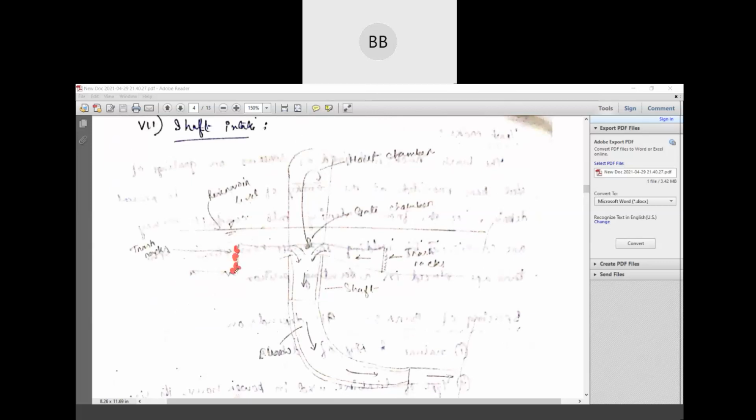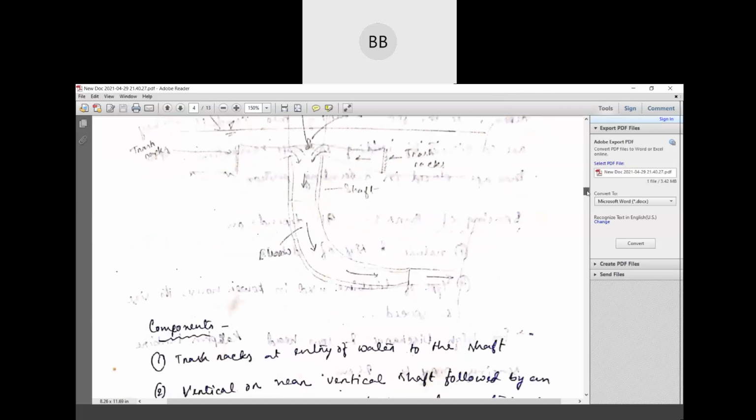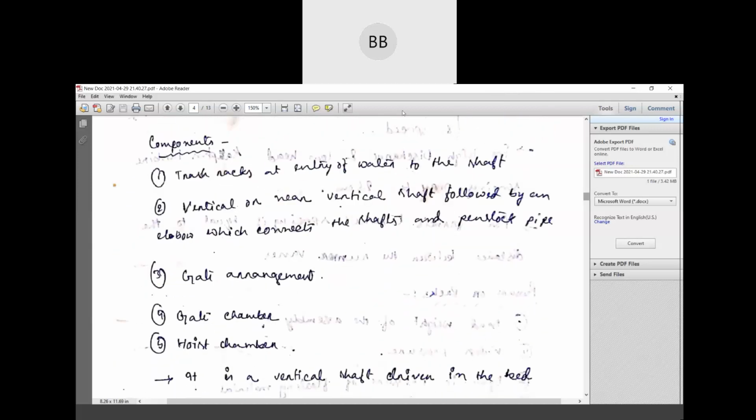The diagram is not properly visible. I'll try in the next class to give you a proper diagram. So do one thing, now you write it down. We'll discuss in the next class. First point you write: trash rack at entry of water to the shaft.